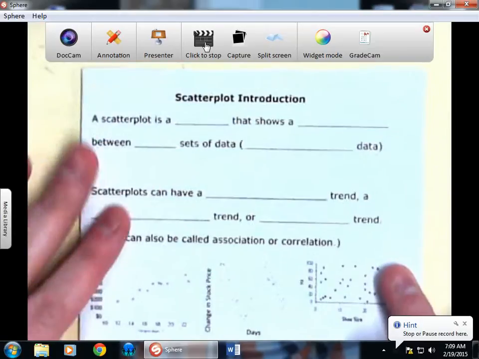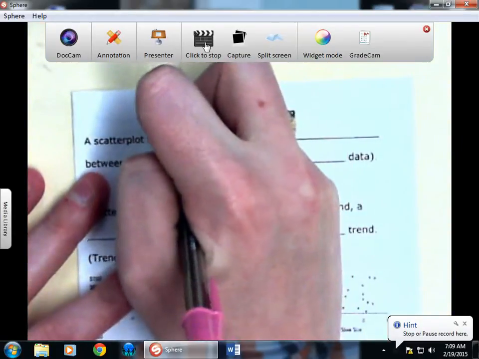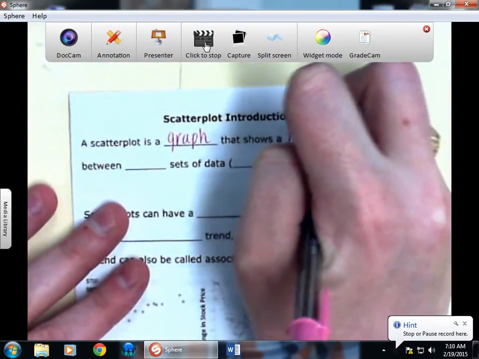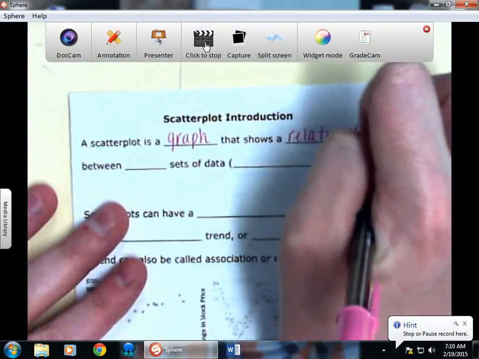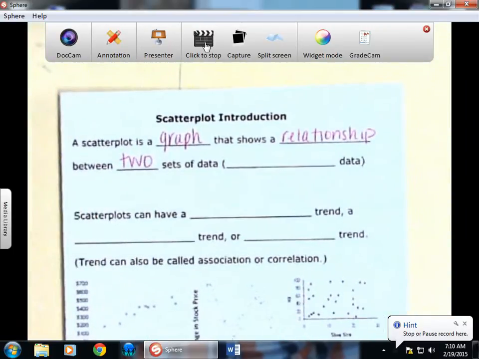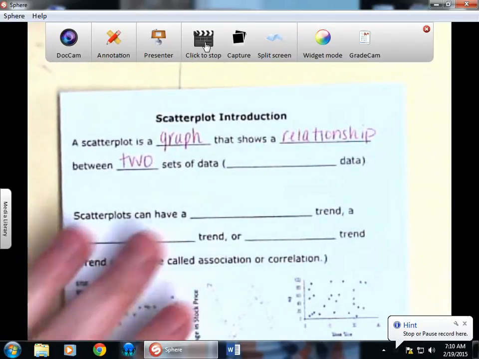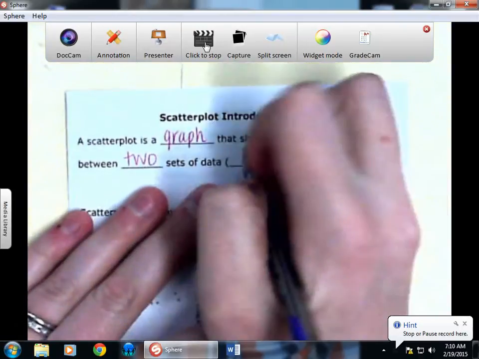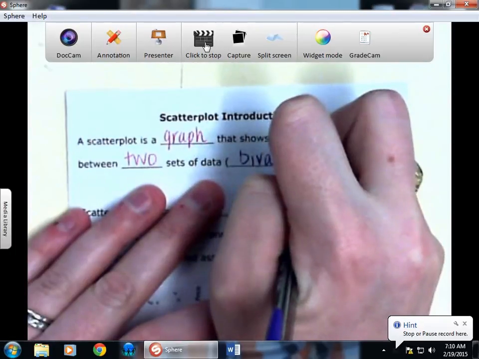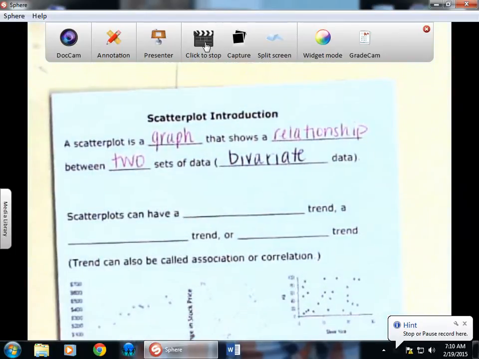A scatterplot is a graph that shows a relationship between two sets of data. And there is a fancy big kid word for this. It is called bivariate data. Bivariate data. That means bi, like a bicycle has two wheels, bi means two. So if you will highlight that right there, it's a pretty important word.